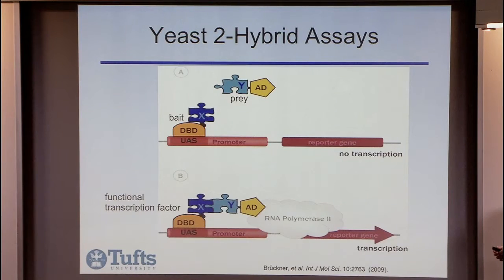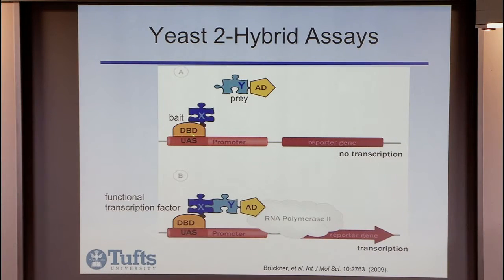So we have a DNA binding domain here, and in order to transcribe this particular gene, we need the DNA binding domain and the transcriptional activation domain to be in close proximity to each other. So we create a bait fusion protein that has one of the proteins whose interactions we want to study, which we call the bait, or X.